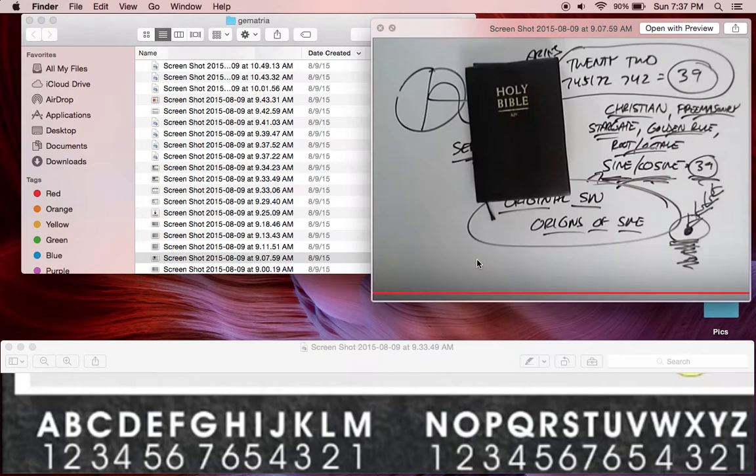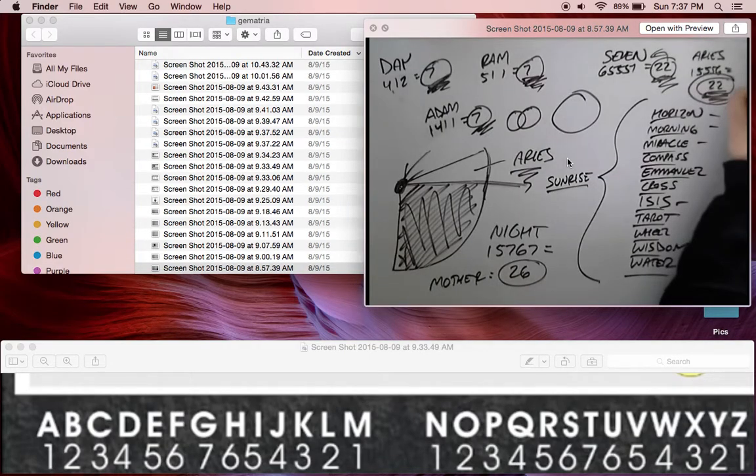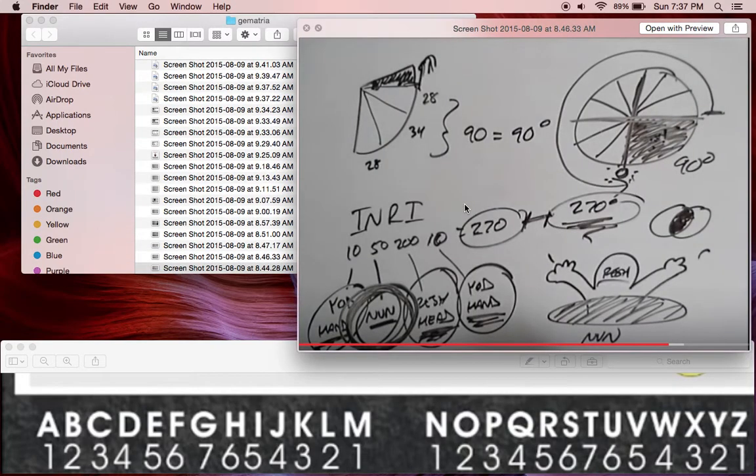Anyway, this guy has some really amazing theories, like the origin of sin. Original sin is the origin of sine. The sine waves, cosine and all that in math, it looks like a serpent. That's the serpent in the middle of the circle. It's just kind of a crazy code he found out. And he incorporates the Zodiac, incorporates a lot of stuff.